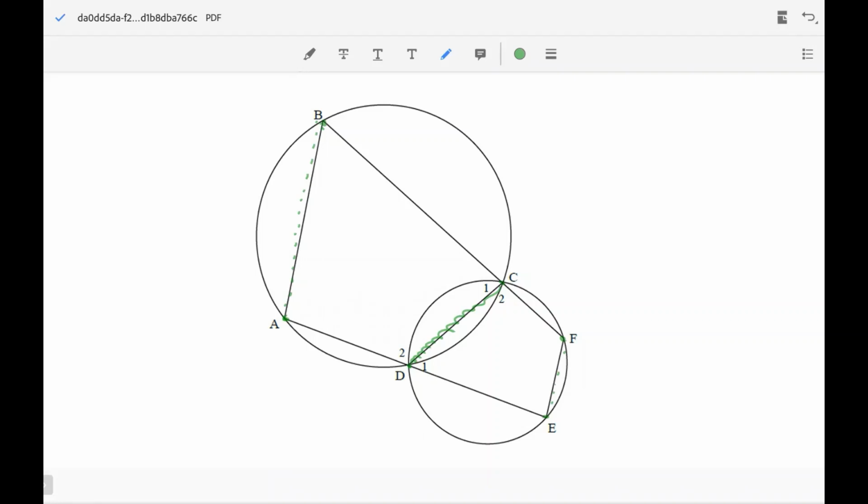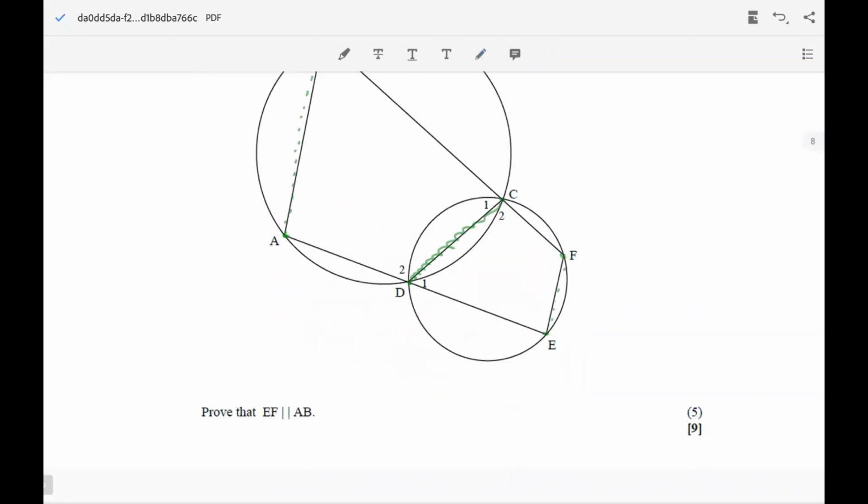Then how about the smaller circle? With the smaller circle, the cyclic quadrilateral is CFED. And now the exterior angles to that small cyclic quadrilateral are C1 and D2. So what we have here is cyclic quadrilateral and the exterior angles. So far that's the information we have. Let's see what the question wants us to do.